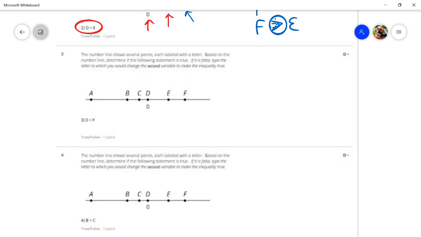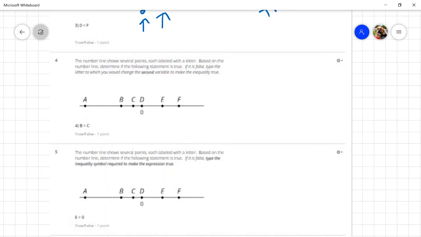Same thing. So we have 0 is less than F. In other words, F is greater than 0. And that is 100% true. How do I know that? Because F is on the right-hand side of D, which is 0. That was an easy one. I like easy ones. 4.